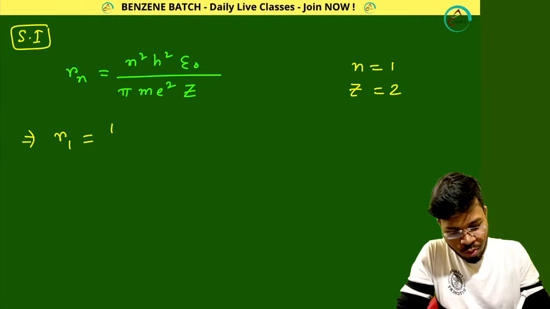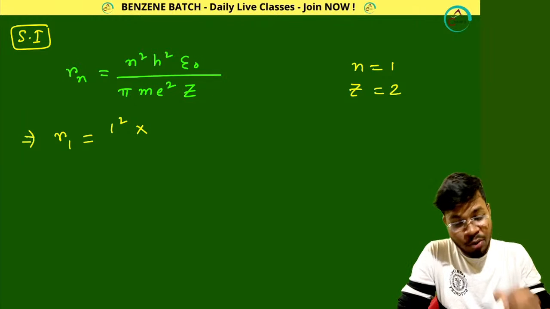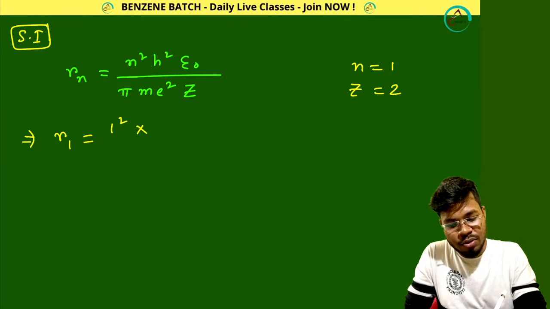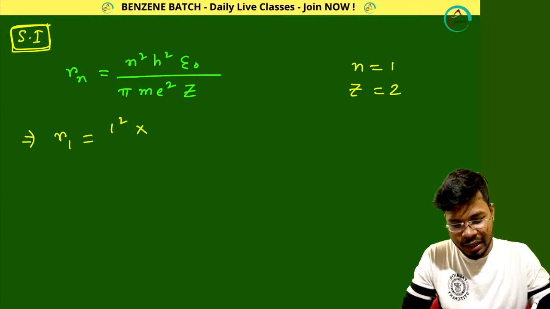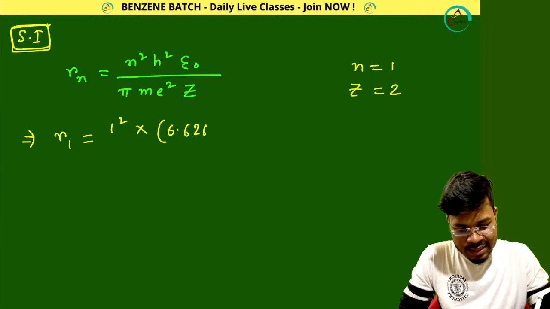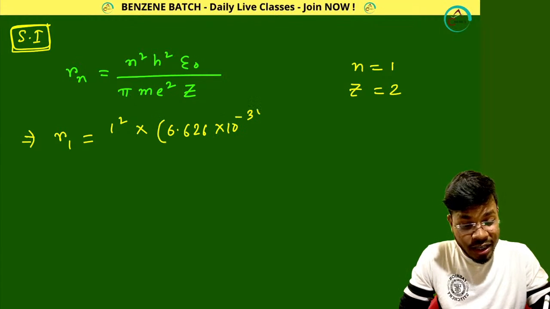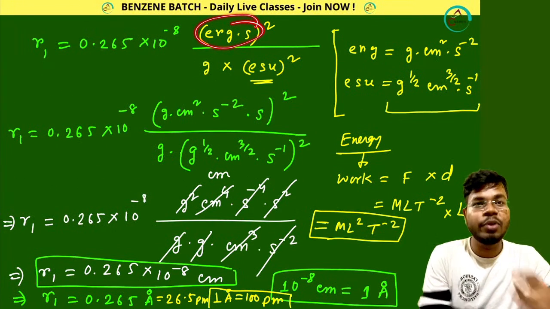R1 will be equal to 1 square multiplied by other terms. You need to remember, now we need to put the values in SI unit, not CGS unit. So I am putting all the values in SI unit. h means 6.626 into 10 to the power minus 34. Initially it was erg second, now it will be joule second.